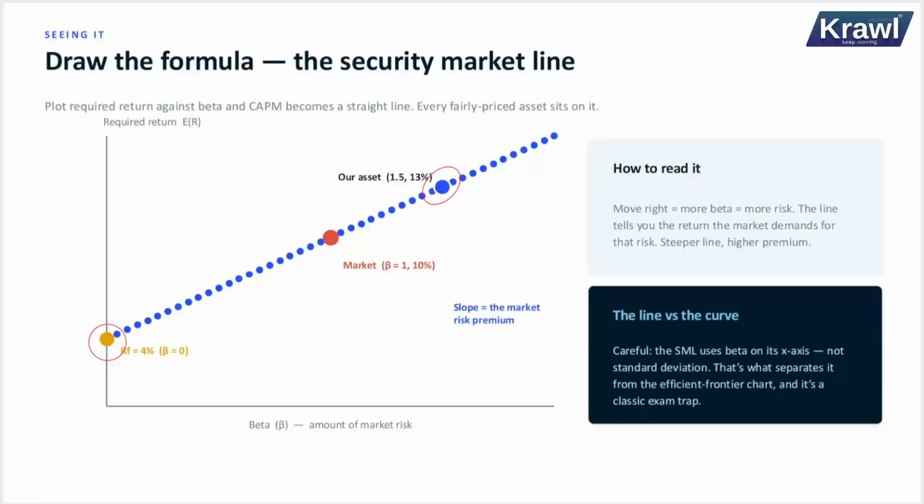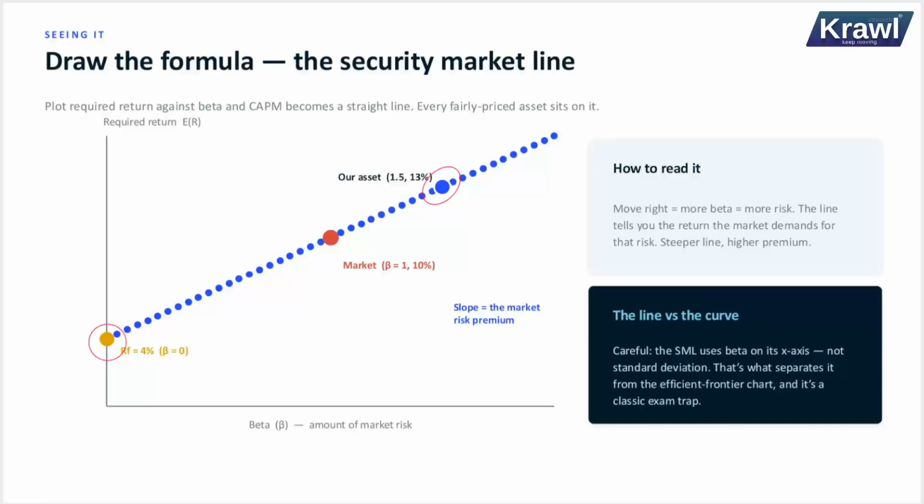Now, when you look at all of these 3 points taken, beta 0, that's the risk-free asset, 4%, bottom left. Then you have beta 1, that's the market, 10%. And then beta 1.5, that's our asset, 13%, the one we just calculated. 3 dots, 1 straight line, and that's the model which we call the security market line. So on this graph, as you move right, you're taking more risk because the beta keeps on increasing. And the line tells you the return the market demands for that risk. A steeper line means a higher premium. And that's the way to look at the security market line.